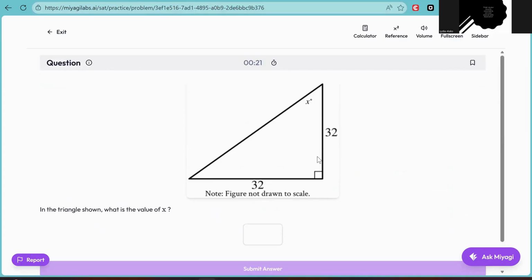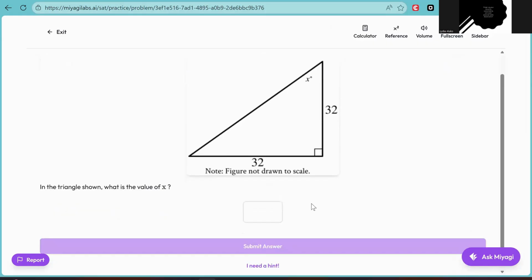So in the triangle shown, what is the value of x? For most people, now the first thing we want to do is literally identify what kind of triangle this is overall. So the two sides with the length of 32 are the legs, or also known as the base and height. And the triangle side labeled as x will be a hypotenuse. For most people, now you can get it. This is applying the Pythagorean theorem, which is a squared plus b squared equals c squared.